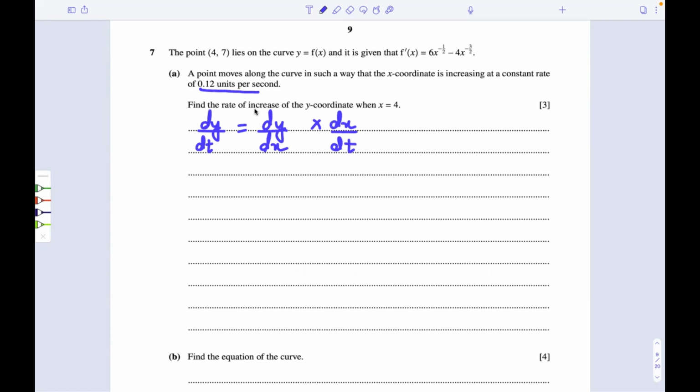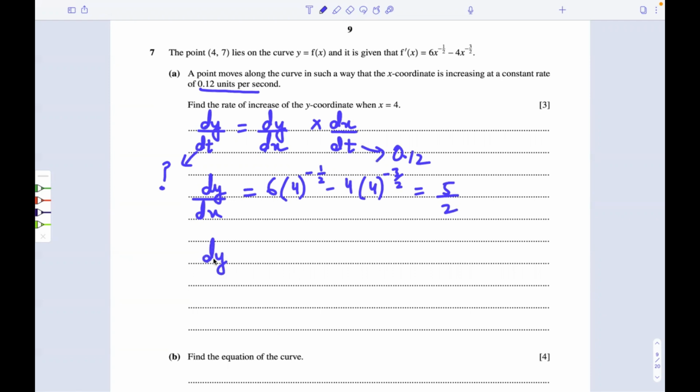Now we have to find the rate of increase of y. So this is our unknown. This is given as 0.12, and we can find the dy by dx by substituting x equals 4 into this equation. So our dy by dx would be 6 multiplied by 4 to the power negative 1 upon 2 minus 4 multiplied by 4 to the power minus 3 upon 2. Finding this, we get dy by dx is equal to 5 upon 2.